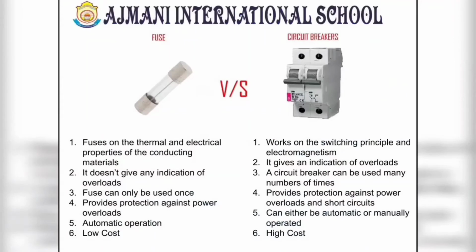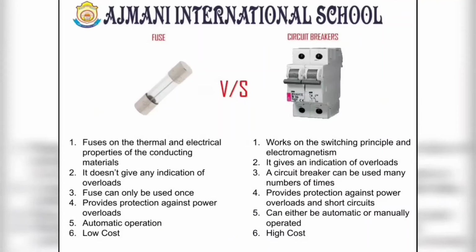Nowadays, we have started using one more device which is called an MCB or miniature circuit breaker. So what is the difference between these two? Fuses actually work on the thermal and electrical property of the material. It means they depend on the electricity as well as the heat, whereas MCBs, miniature circuit breakers, work on the switching principle of electromagnetism.